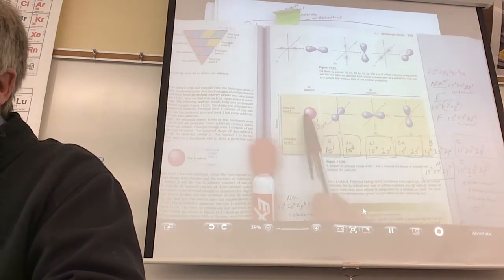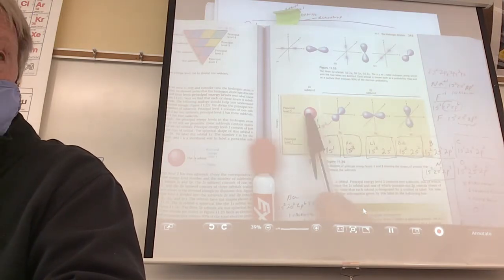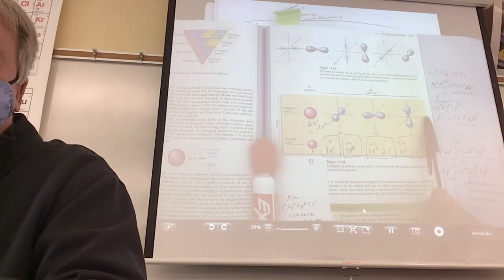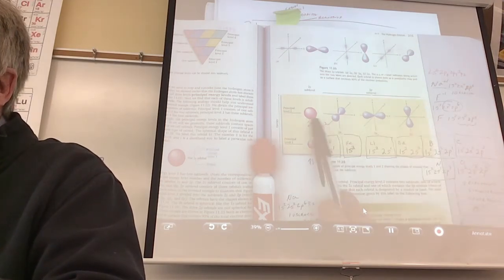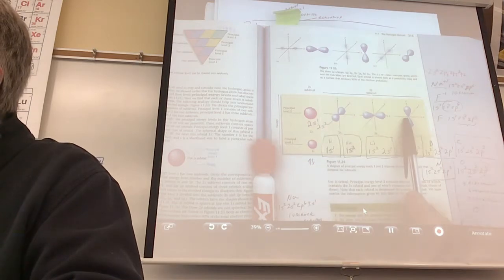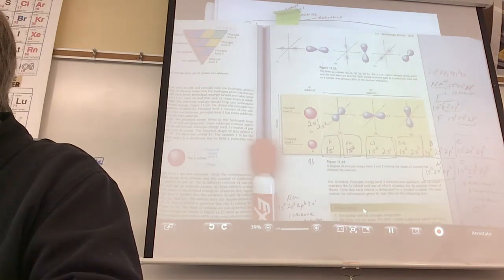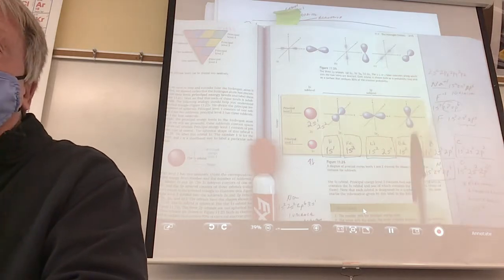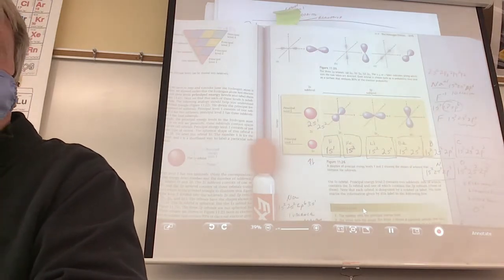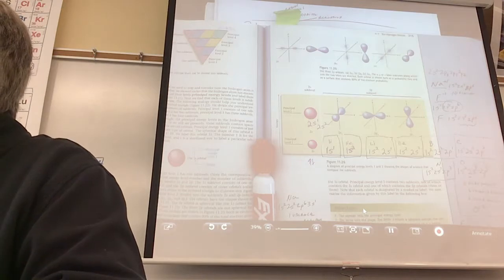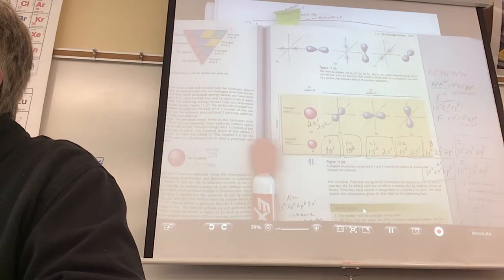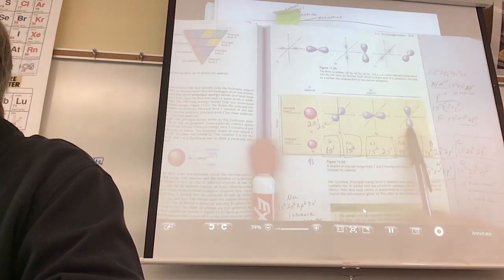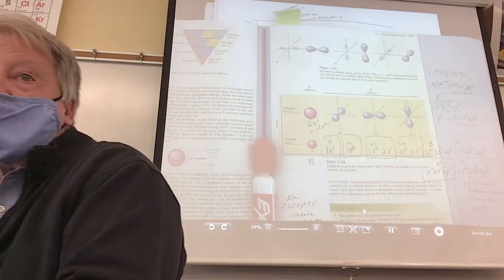How many orbitals are in the second energy level? Isabella? 1, 2, 3, what? How many? 4. Yes, so there are 4 orbitals in the second energy level, and each orbital can hold how many? Kyle, each orbital can hold how many? 2. What's 2 times 4? 8.